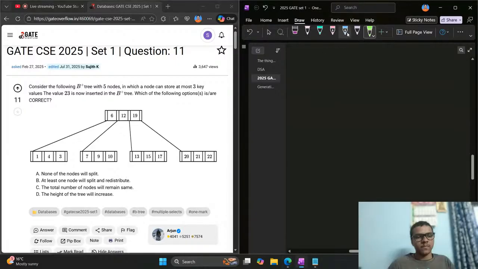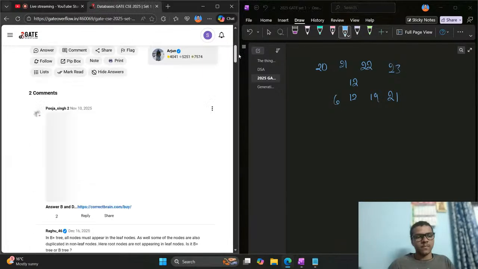Right. So let me tell you generally. In a B plus tree there has to be a connection between child nodes too. Depending upon maybe 21, 6, 12, 19 and 21. So 12 will become the new root node. So the height of the tree will increase, that is true.